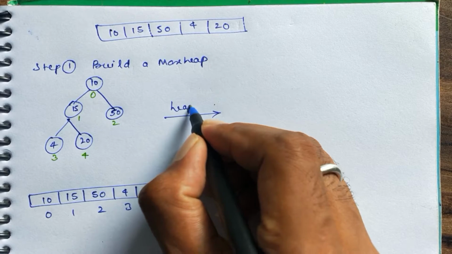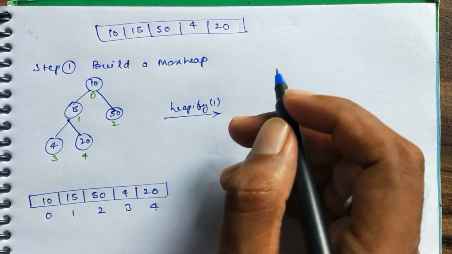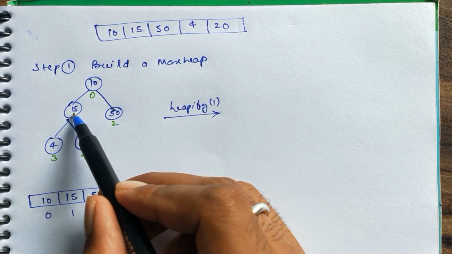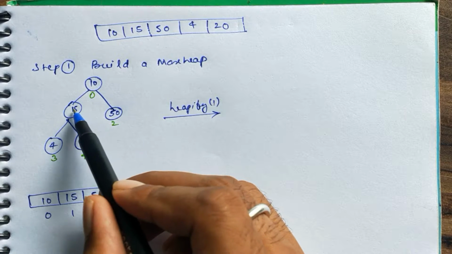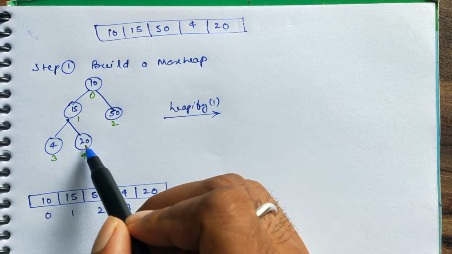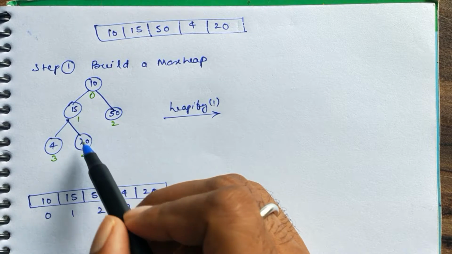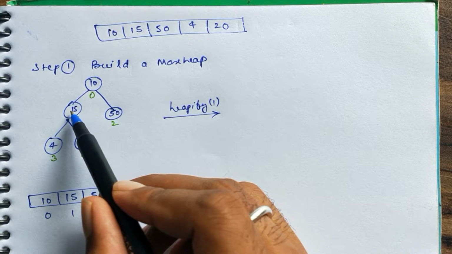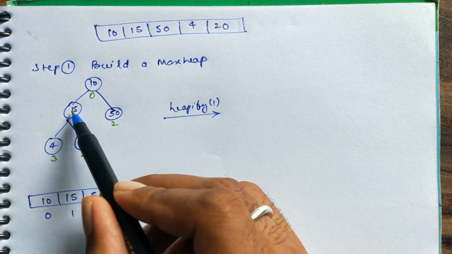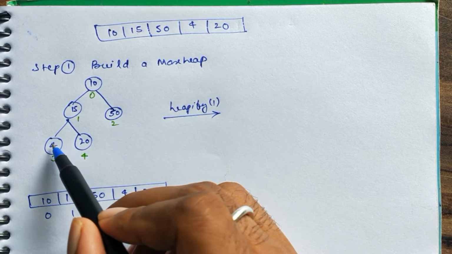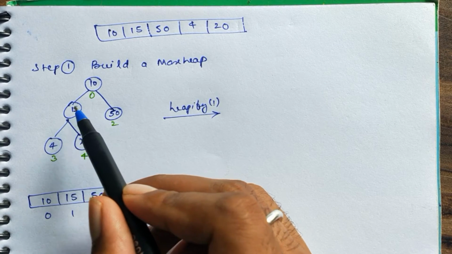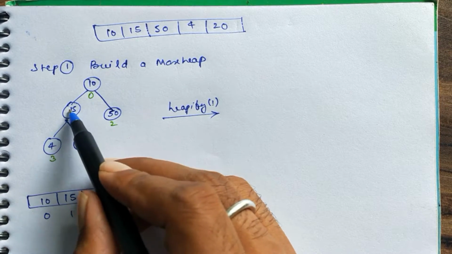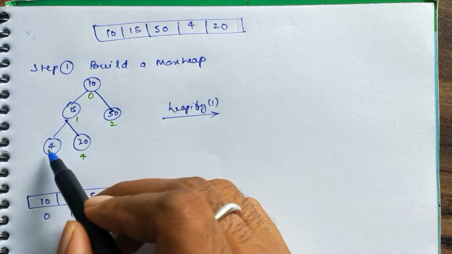So heapify index 1. In the heapify operation, we are going to check if this element is smaller than its children or not. Basically we are going to search which is the largest element out of these three elements, and we will put it here at the root as the parent, and we will swap the largest of the three elements with this node. So here 20 is the largest element among these three elements, that is 15, 4 and 20.